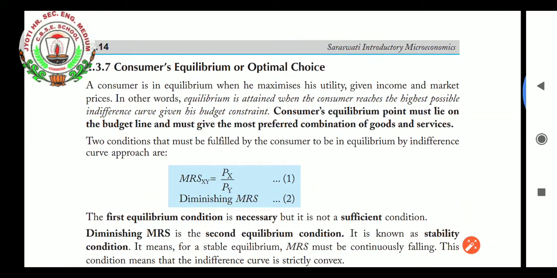A consumer is in equilibrium when he maximizes utility given income and market prices. In other words, equilibrium is attained when the consumer reaches the highest possible indifference curve given his budget constraint. The consumer's equilibrium point must lie on the budget line and must give the most preferred combination of goods and services.